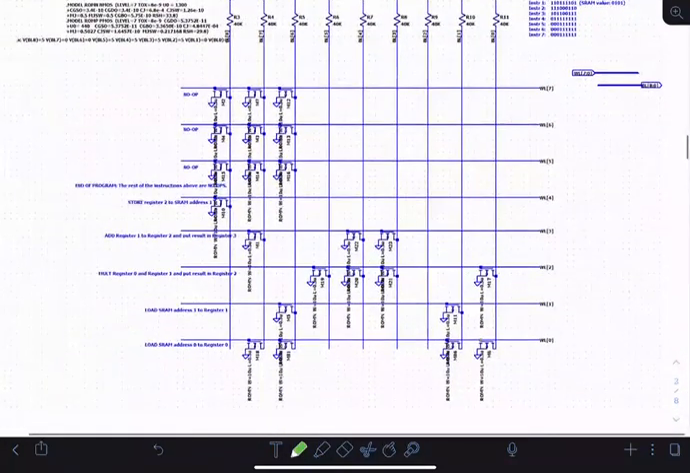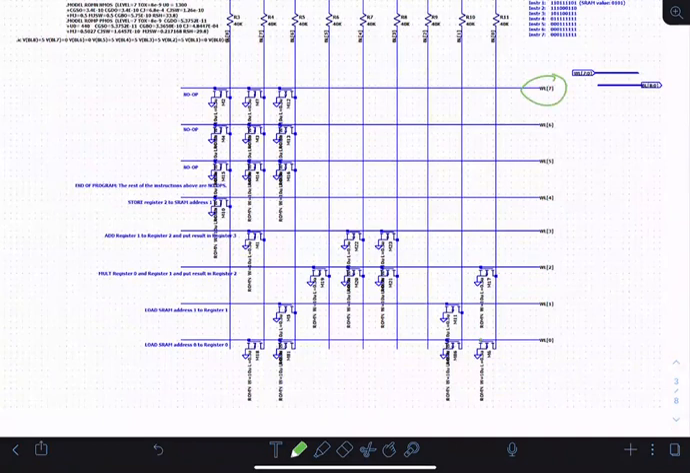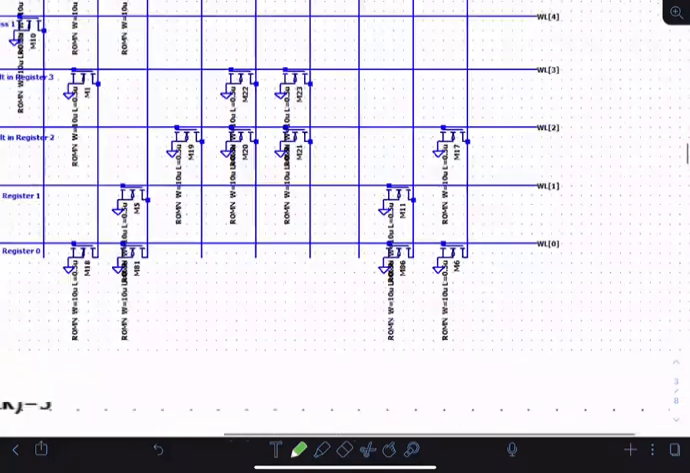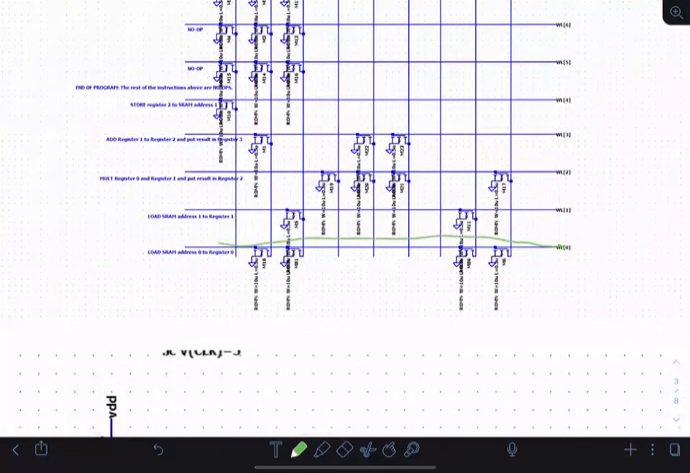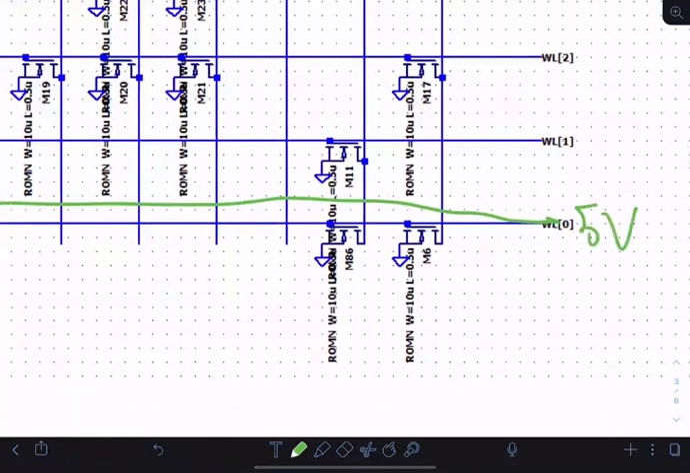And so each of these word lines is going to be either high or low, and only one of them will be high at a time. And so that is done by utilizing a decoder. And so a decoder is going to tell you which word line you want to read. And so, for instance, when you choose the word line 0 to read, word line 0 is going to go high. And so that's going to go to 5 volts.